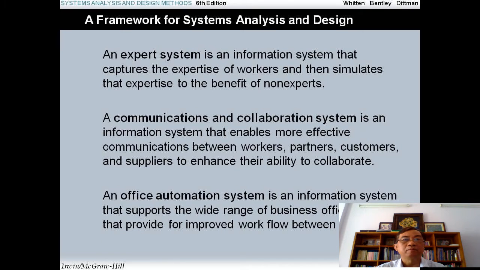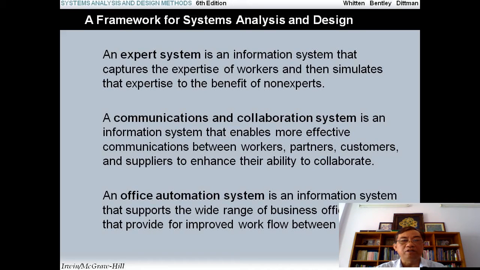decisions. An expert system is an information system that captures the expertise of workers and then simulates that expertise for the benefit of non-experts. A communication and collaboration system is an information system that enables more effective communication between workers, partners, customers, and suppliers to enhance their ability to collaborate.